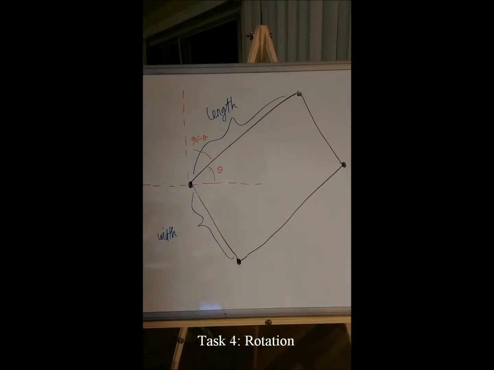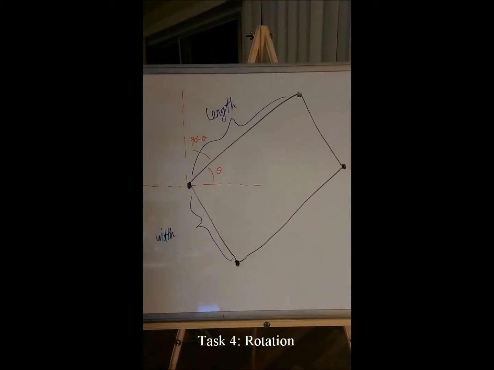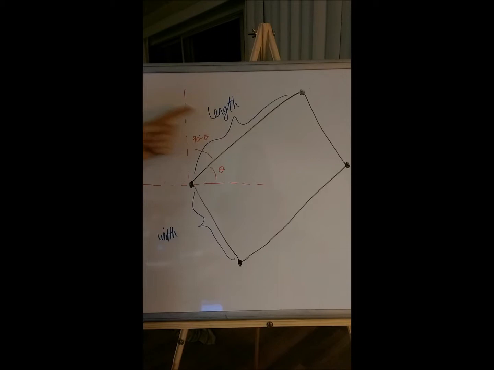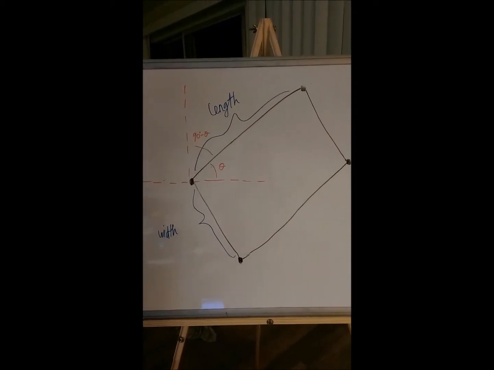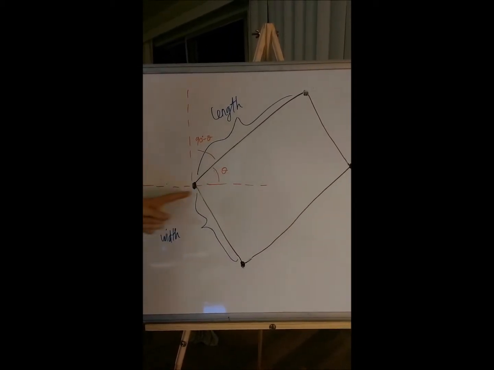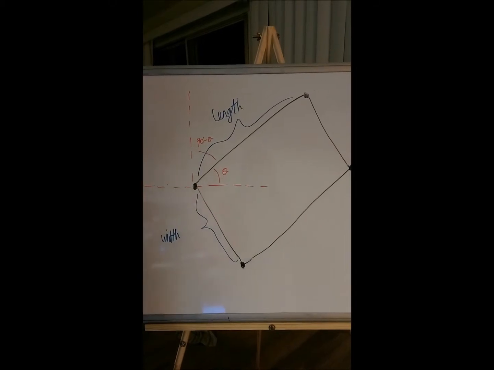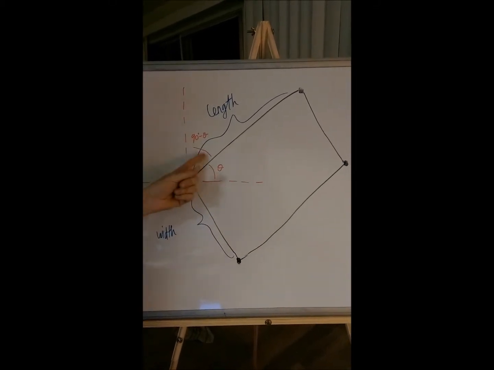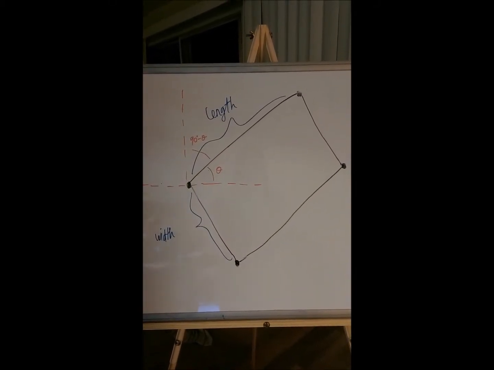For the rotate function, I first generated 2 best fit lines, one for the length and one for the width. I took the dot product of the length line and the unit vector along the x-axis to calculate the angle by which we would need to rotate the vineyard.